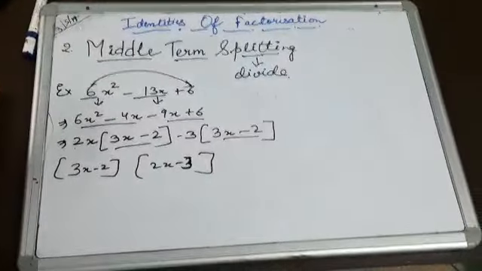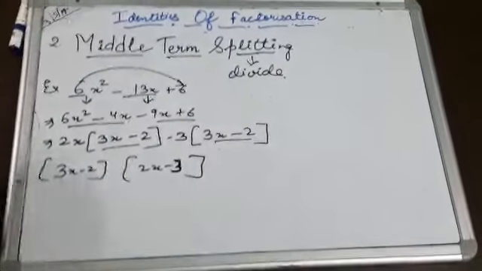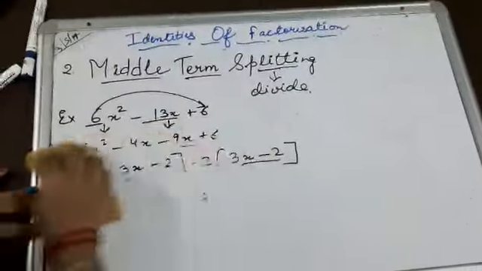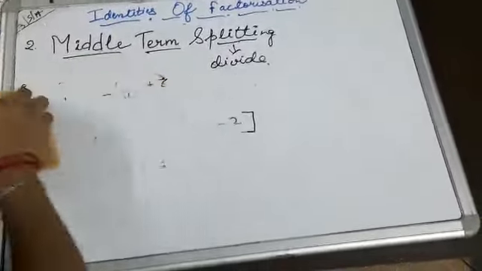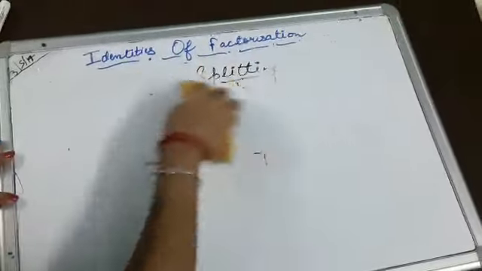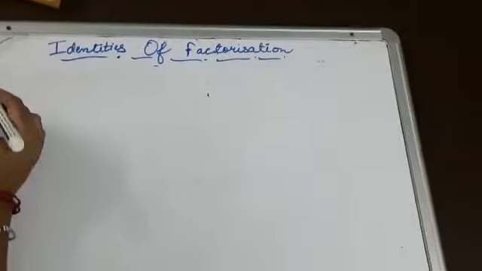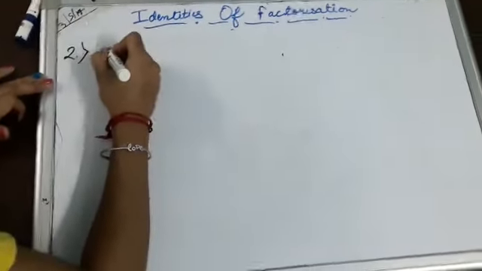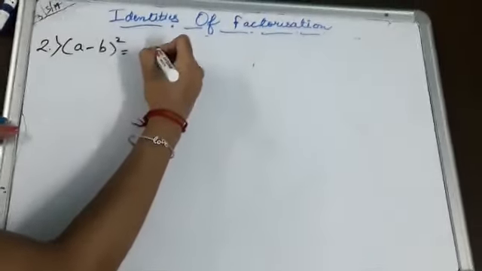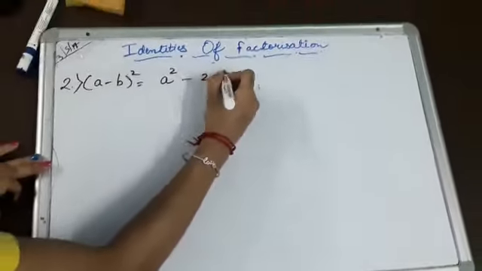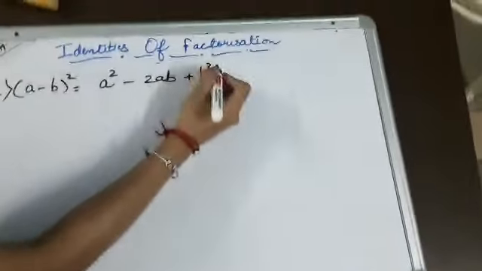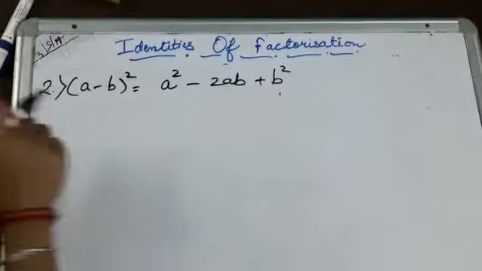Now we proceed toward our next identity, that is a minus b whole square. What is the expanded form of a minus b whole square? That is a square minus 2ab plus b square. So let's take an example.